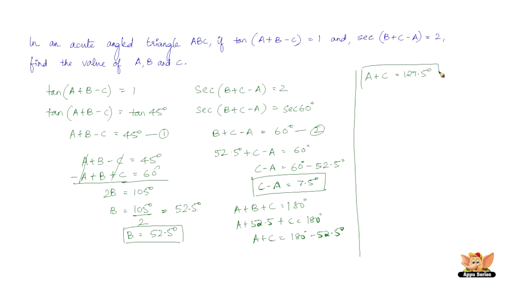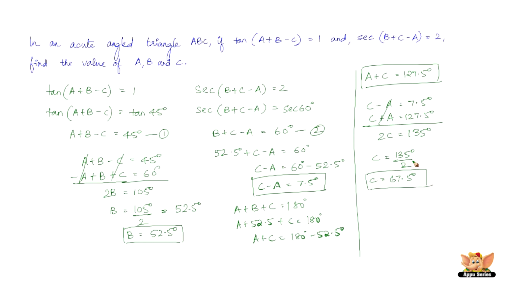So now what I've done is I've created two equations with the same variables in it. So let's add them now. C minus A equals 7.5 degrees, and then we have C plus A equals 127.5 degrees. A gets cancelled. We have 2C equal to 135 degrees, from which we can find C equals 135 degrees divided by 2, and that is equal to 67.5 degrees. So now that we know two angles out of three, that is C and B, we can easily find A.